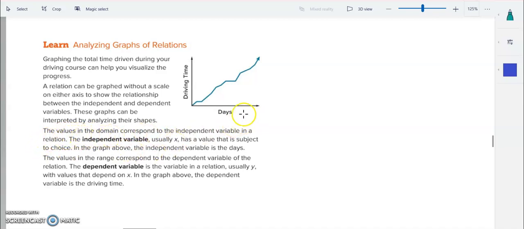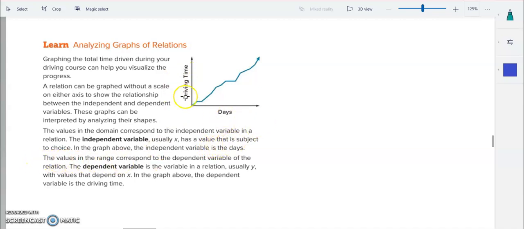The values in the domain correspond to the independent variable in a relationship. The independent variable, usually x, and for our purposes, it's always x, has a value that is subject to choice. In other words, days, like Monday is always Monday, Tuesday is always Tuesday. We're going to pick one day or the other. We can pick whichever day we want. In the graph above, the independent variable is the days.